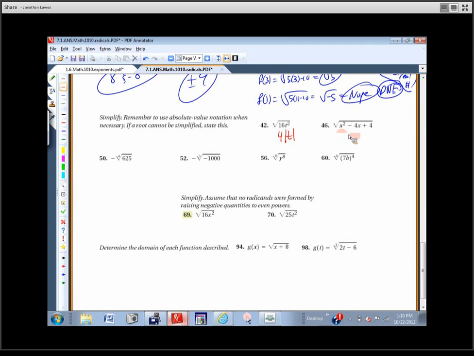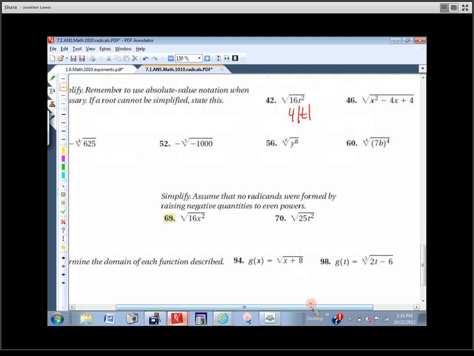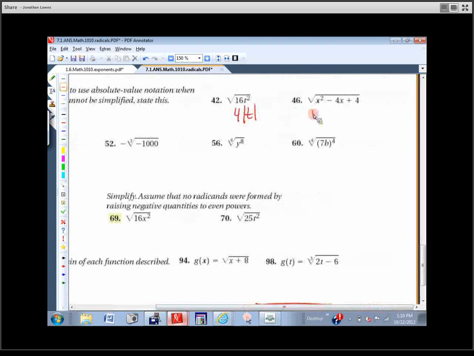Haven't done one like this. But does that look familiar, especially given the fact that we've already done chapter 5, which had all the factoring rules in it? This has a name. What's it called? It's a perfect trinomial square. Perfect square of x and negative 2. A pair of x minus 2's. So there's an x minus 2 on the outside.